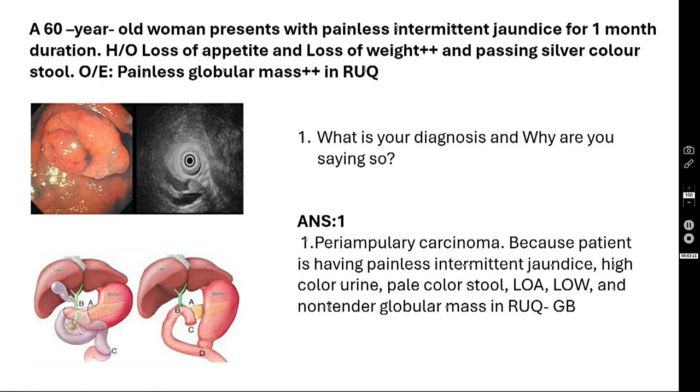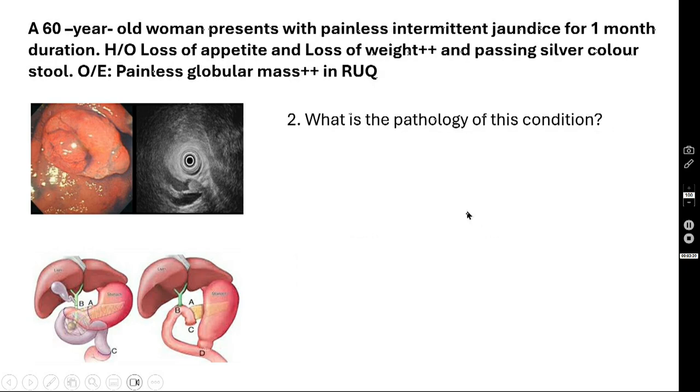Otherwise, clinically, we cannot differentiate peri-ampullary carcinoma from CA head of the pancreas. The only thing is, in case of CA head of the pancreas, the jaundice will usually be painless progressive jaundice, whereas in case of peri-ampullary carcinoma, it is painless but intermittent jaundice.